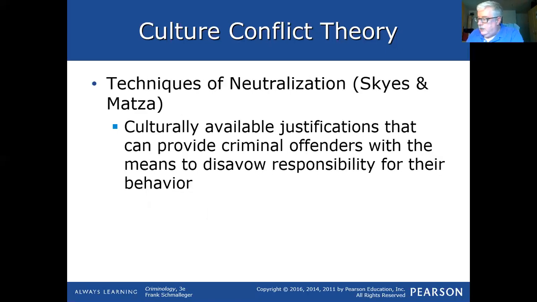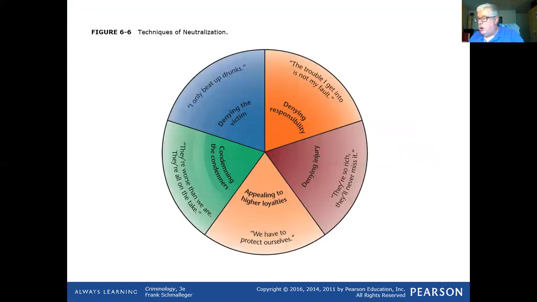Neutralization, Sykes and Matza, and we're in the section in your book entitled Delinquency and Drift, and how people become delinquent and then maybe drift away from their normal cultural values. But this concept of neutralization is that within the culture, within the subculture, you might have justifications that allow people who commit crimes to disavow or take away their own responsibility for their behavior. And this little chart, which is in your book, kind of tries to explain it.